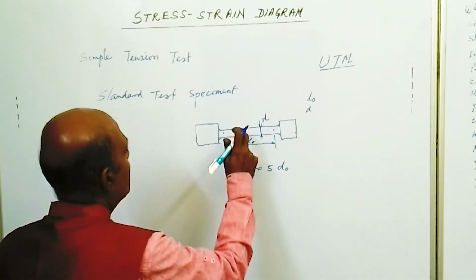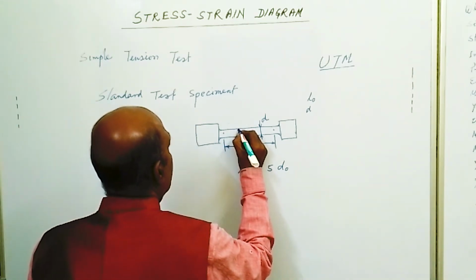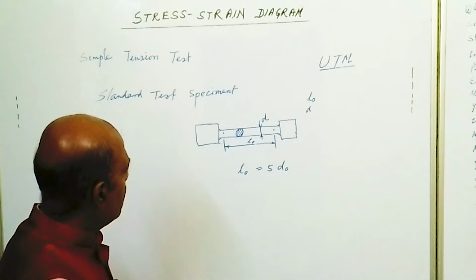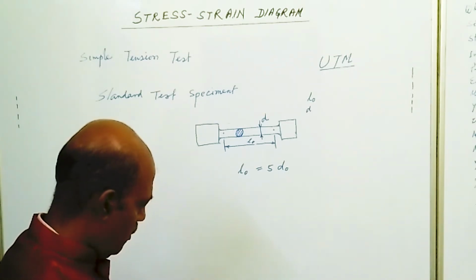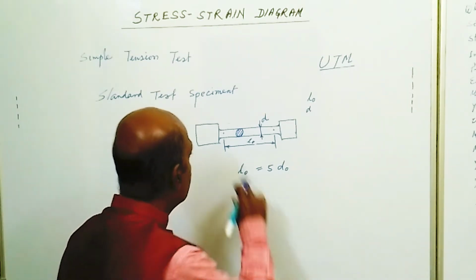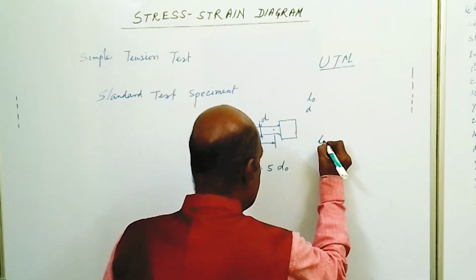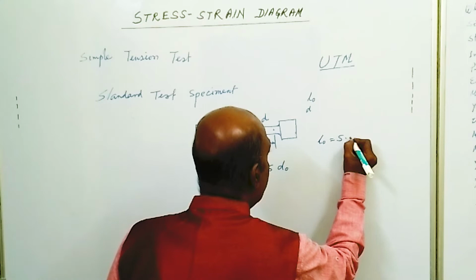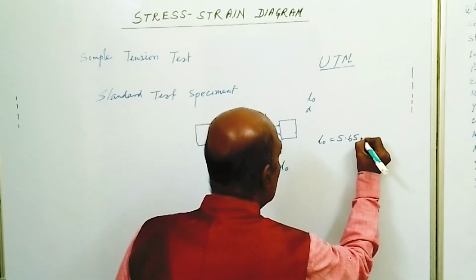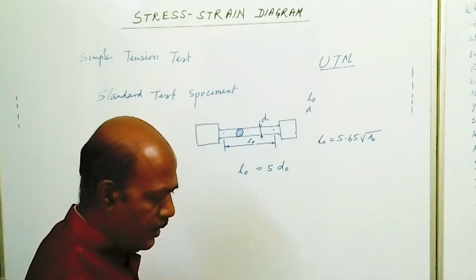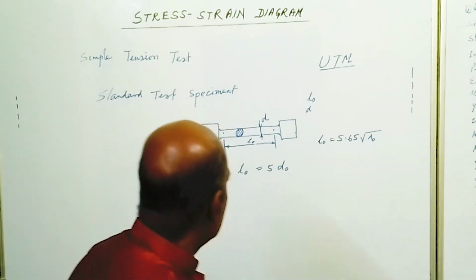So if this one is circular, say this one is a circular bar, then for this L0 is equal to 5 into D0. If it is a square bar, then the formula is L0 is equal to 5.65 root over A0. So this specimen is known as the standard test specimen.